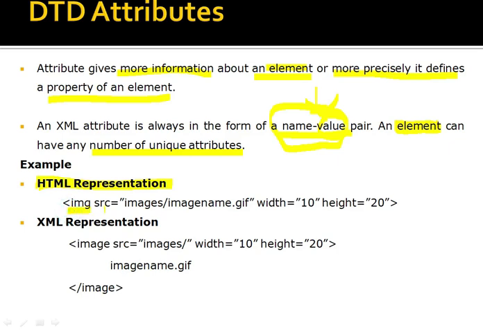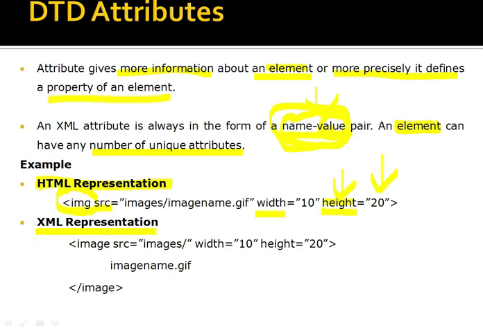And I have a tag. This is an attribute. SRC is an attribute. Width is an attribute. Height is an attribute. And if you look at this, an attribute always has a name and a value. So this is the name and this is the value for the attribute. This is actually an HTML representation. So SRC, width and height are attributes of this element.